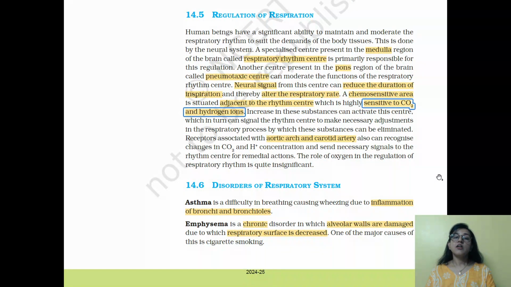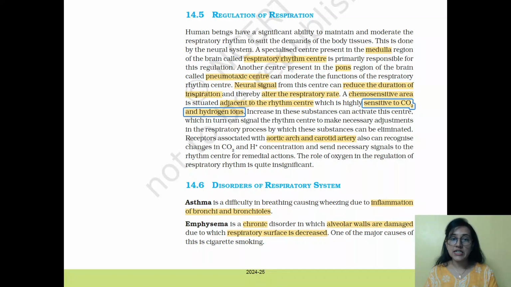Next, emphysema. What is emphysema? Emphysema is a chronic disorder. That means it is developed over a certain duration of time. It is not a sudden attack. It is a chronic disorder in which alveolar walls are damaged and the respiratory surface is decreased. Why is the respiratory surface decreased? Because there may be some irritants coming through the inspired air, and one of the major causes is cigarette smoking.